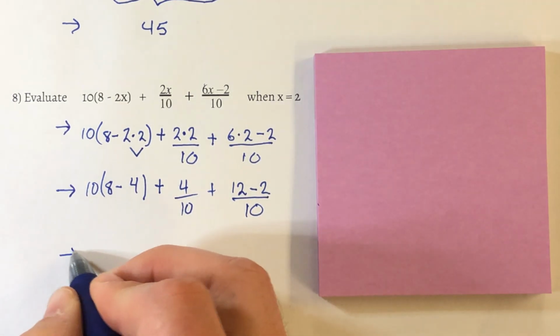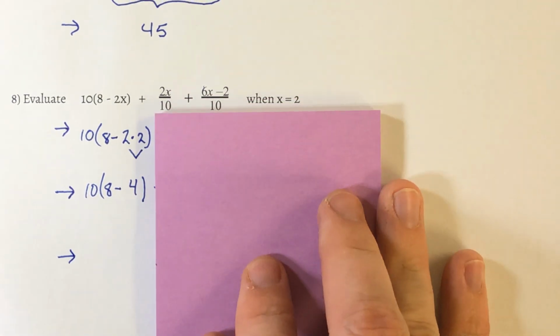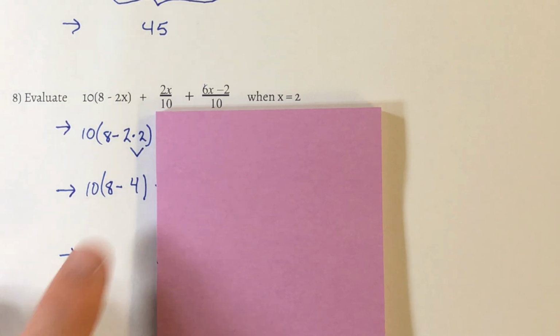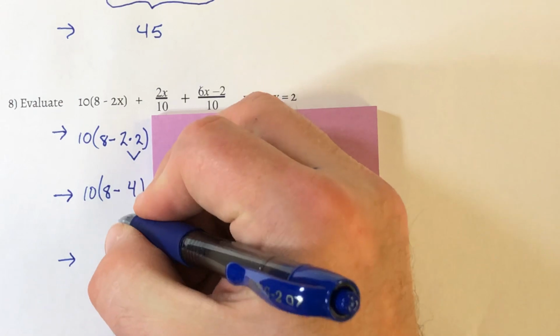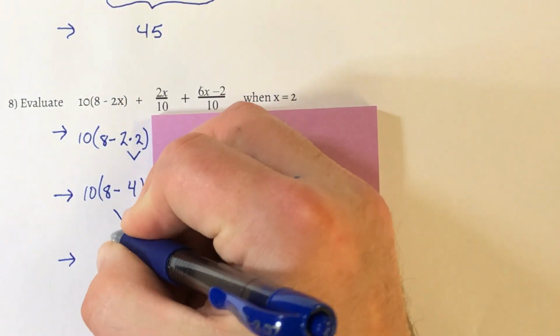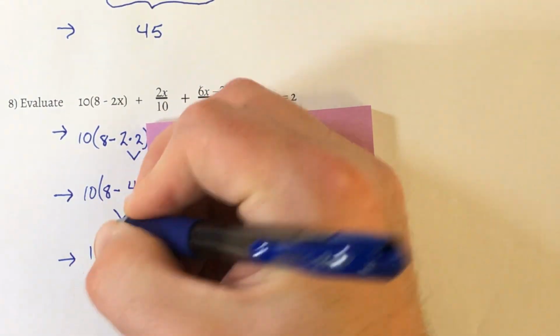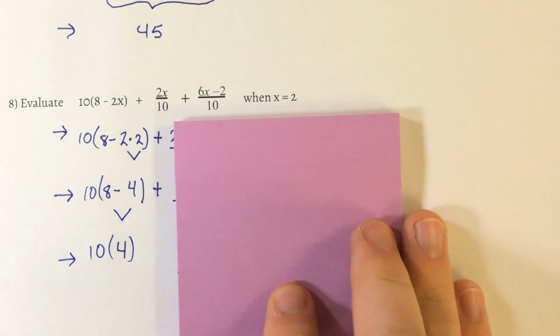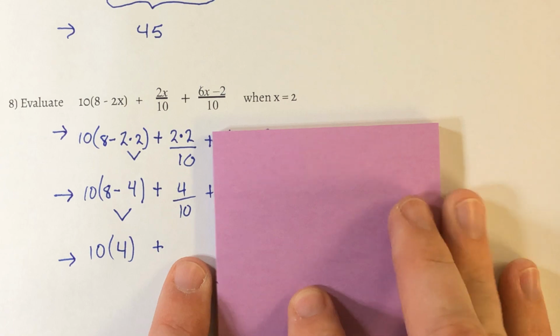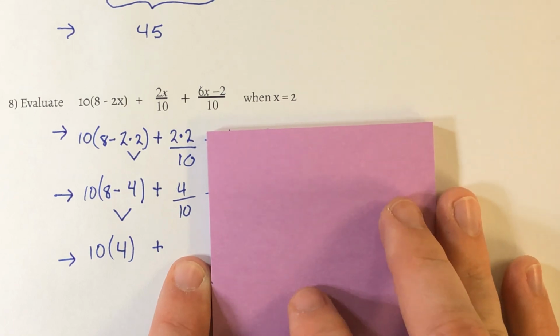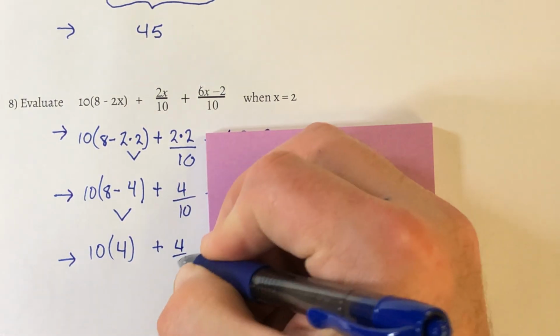All right. Back to the beginning. 10 times 8 minus 4. Are there parentheses? Yep, there are still parentheses, so you must do it first. 8 minus 4 is 4. Bring down your 10. So now I'm left with 10 times 4, plus 4 over 10. Can I divide that easily? No. So I'm just going to leave that, 4 over 10.